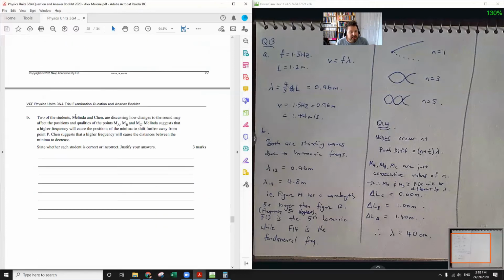Okay. Two of the students, Melinda and Chen, are discussing how changes to the sound may affect the positions and qualities of the points MA, MB, and MC. Melinda suggests that a higher frequency, so shorter wavelength, will cause the positions of the minima to shift further away from point P. Chen suggests that higher frequency will cause the distances between the minima to decrease. State whether each student is correct or incorrect. Justify your answers.